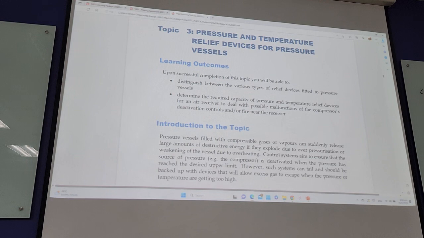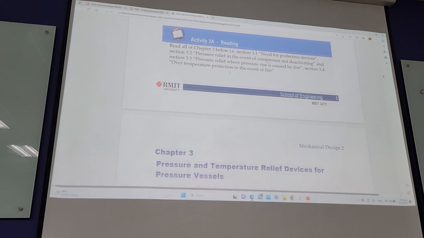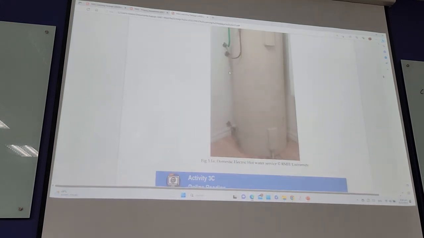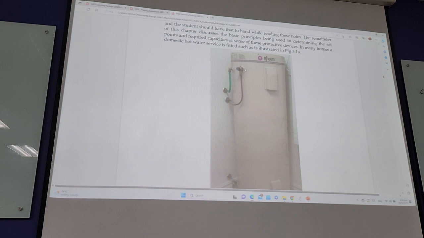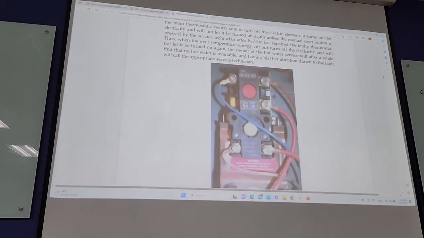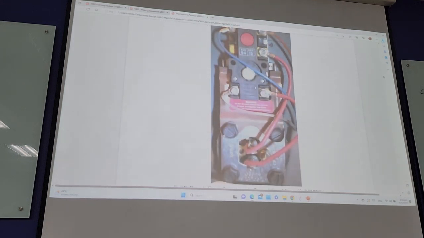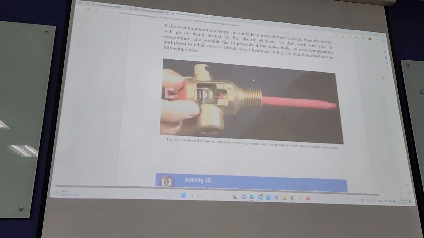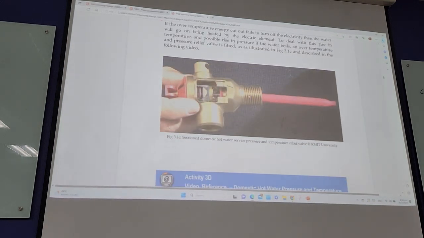Okay, next, topic 3 will be these pressure and temperature relief devices for pressure testing. So you can see this is a vessel. Then you have these devices to prevent overpressure of this air vessel, right? Safety devices. They have many types. Over here they talk about if, let's say, overpressure, this one will open the circuit to prevent it. And this is another type, the temperature relief valve.